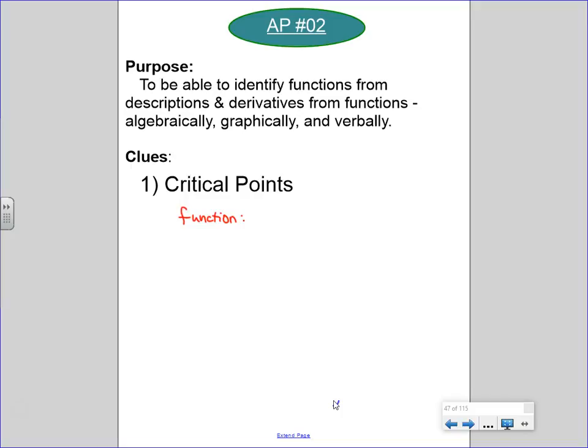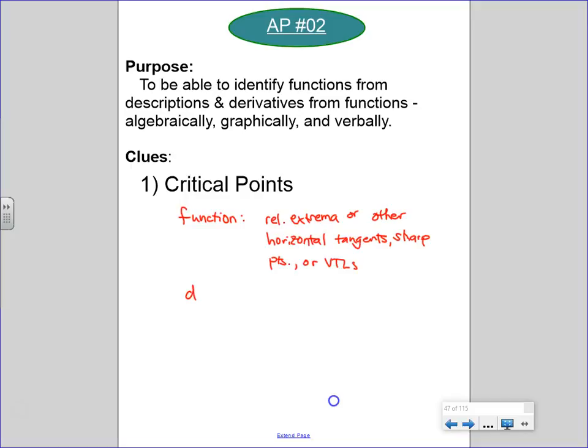So for a function, critical points, we're looking for relative extrema, or other horizontal tangents, sharp points, or VTLs, vertical tangent lines. How are we going to see critical points on a function? We look at how many mins or maxes he has, which could be smooth or sharp, and how many vertical tangents he has. Those are my critical points.